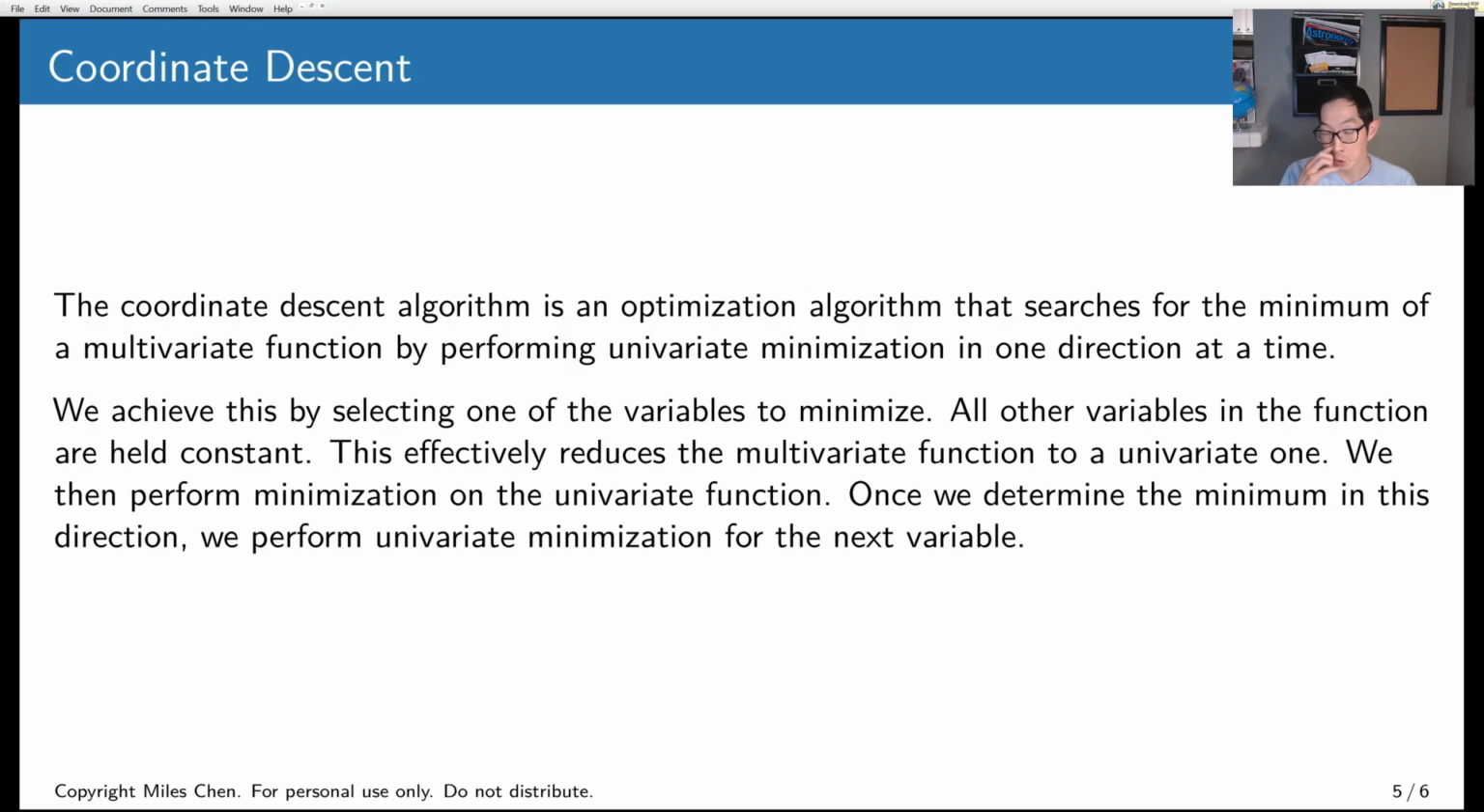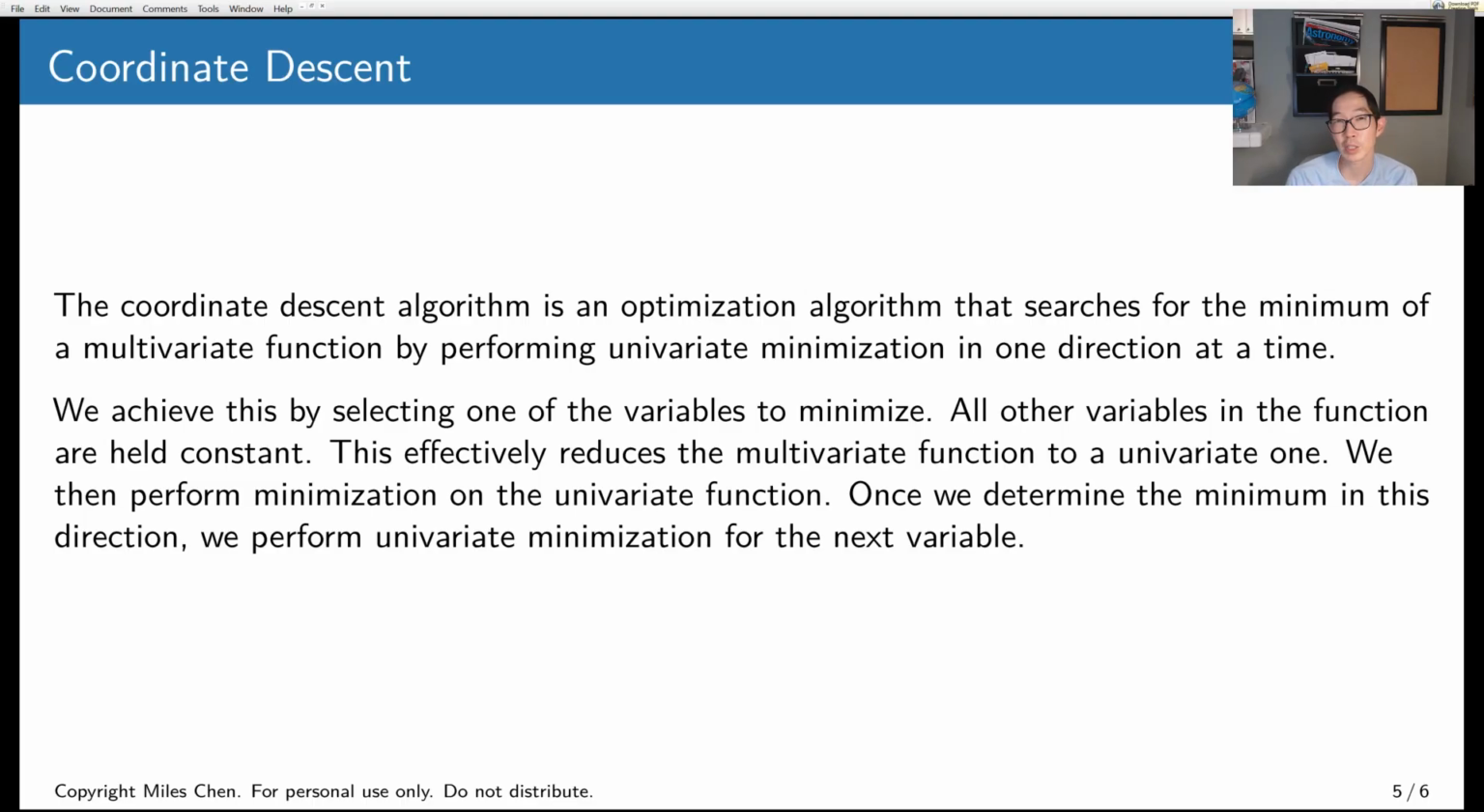Okay, so I'm going to introduce coordinate descent. Coordinate descent allows us to do optimization. What it does is, if you have a multivariate function, you hold all but one of the variables constant. So you select one of the variables and you say that's the variable I want to minimize. Everything else is held constant. So in a two-dimensional function, you hold x constant and then you minimize y. Then you hold y constant and you minimize x.